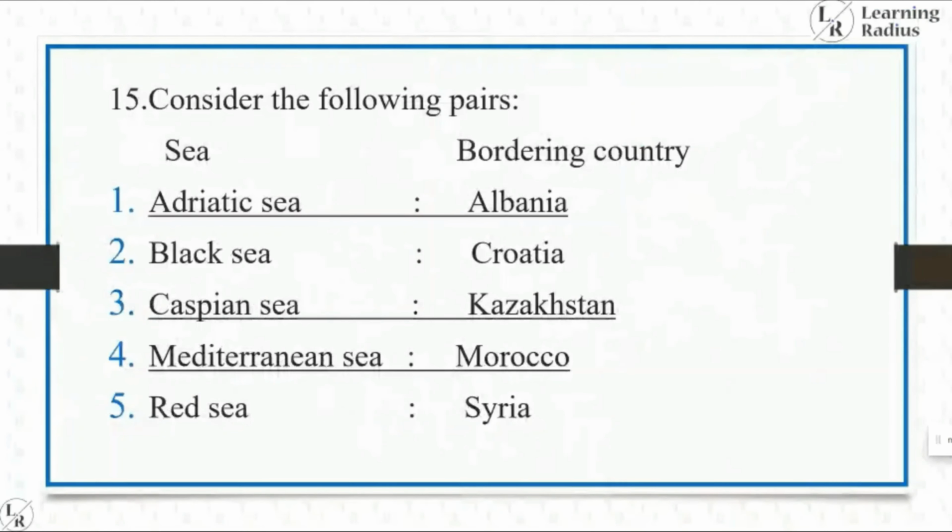You can see it is Adriatic Sea with Albania, Caspian Sea with Kazakhstan, Mediterranean Sea with Morocco, that is right. Croatia is bordering the Adriatic Sea, not the Black Sea. Syria touches the Mediterranean Sea, not the Red Sea. So Syria is Mediterranean and Croatia is Adriatic. Croatia is not Black Sea, Syria is not Red Sea. So 2 and 5 are wrong. So the answer is 1, 3 and 4.